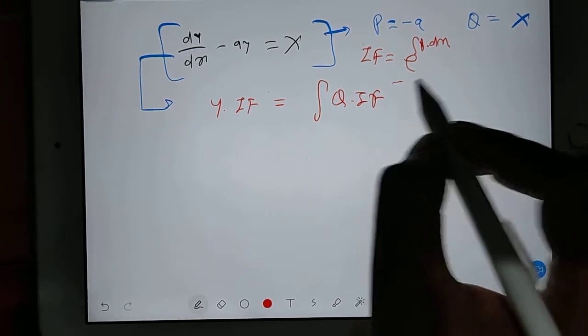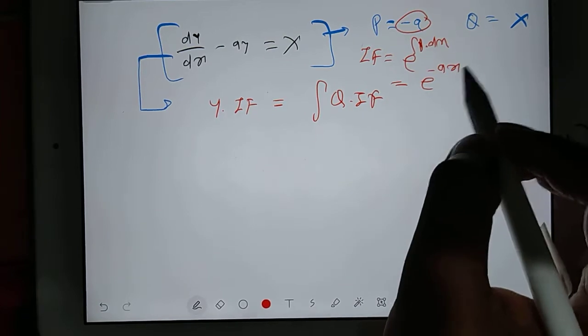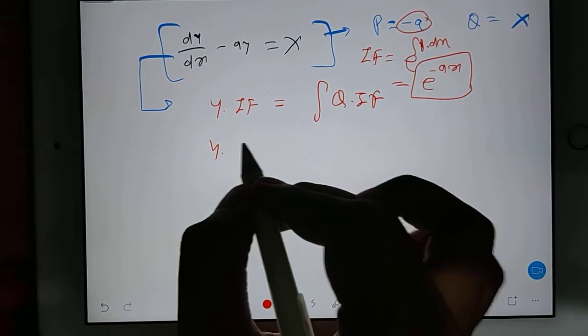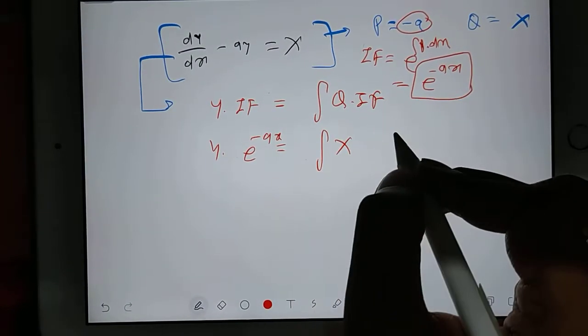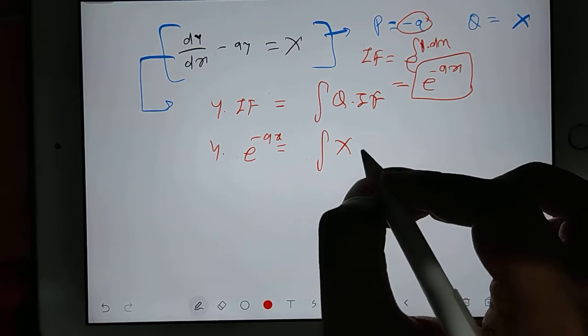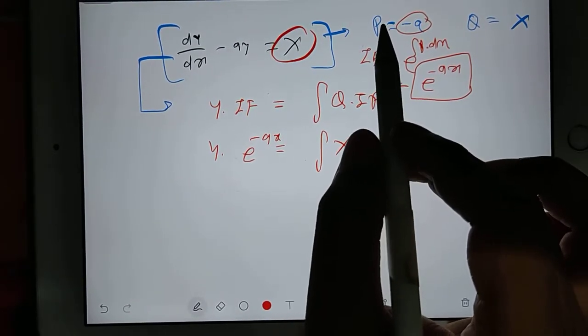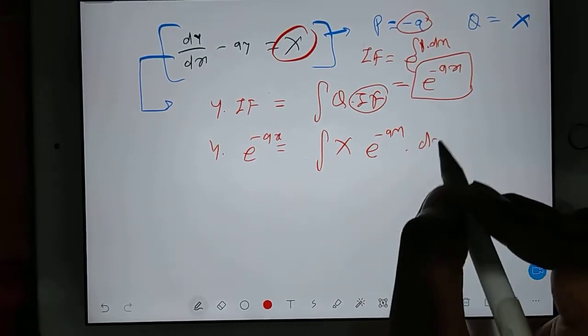After that, it will be e power minus ax, because p is a constant value a, so integration of dx will be simple x. Okay, we got our integrating factor, so y into integrating factor is e power minus ax. X is equal to, now q value is any function. We are not sure which function that is, because it is not mentioned, because we are studying the general case, we are not dealing with an example. Okay, now integral of q into integrating factor is e power minus ax dx.